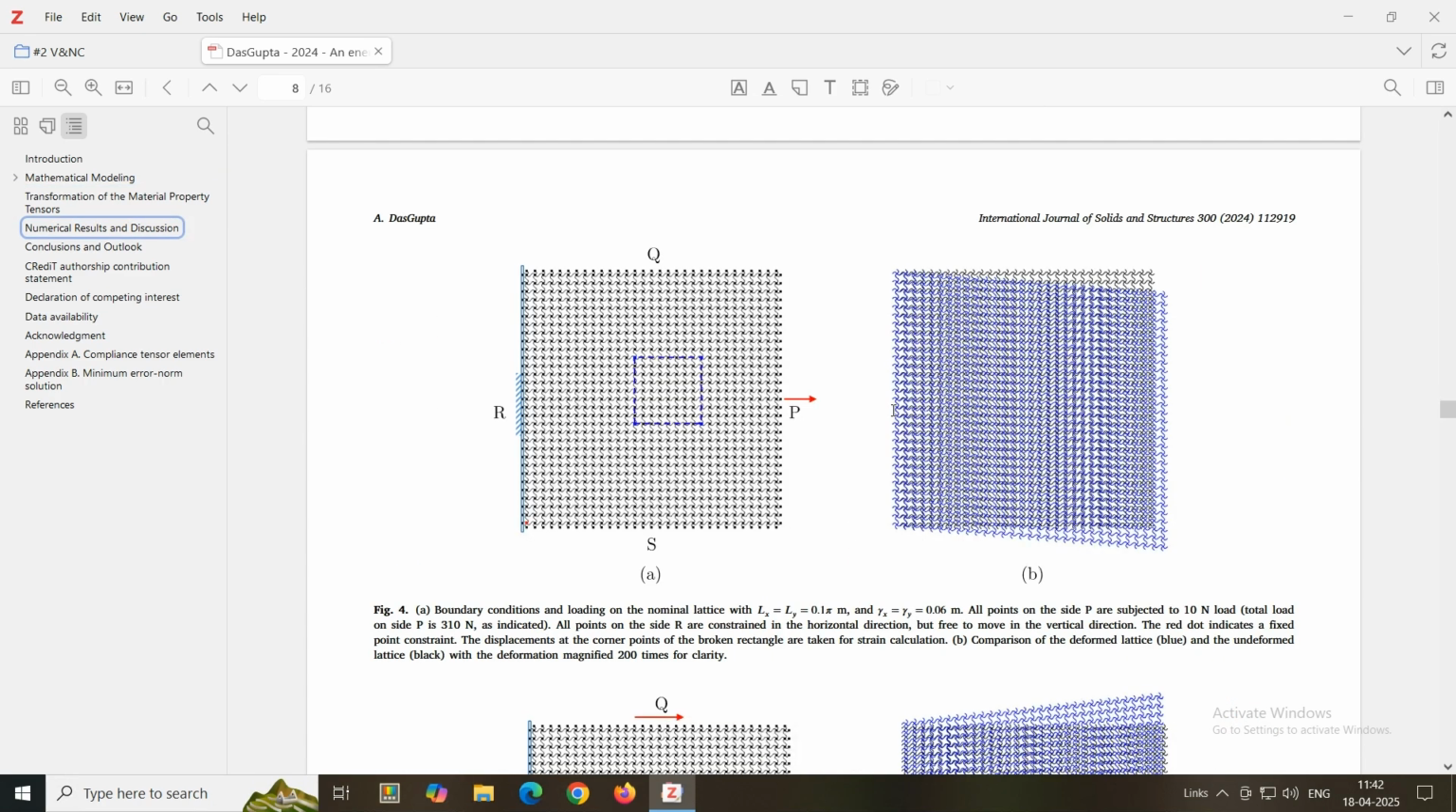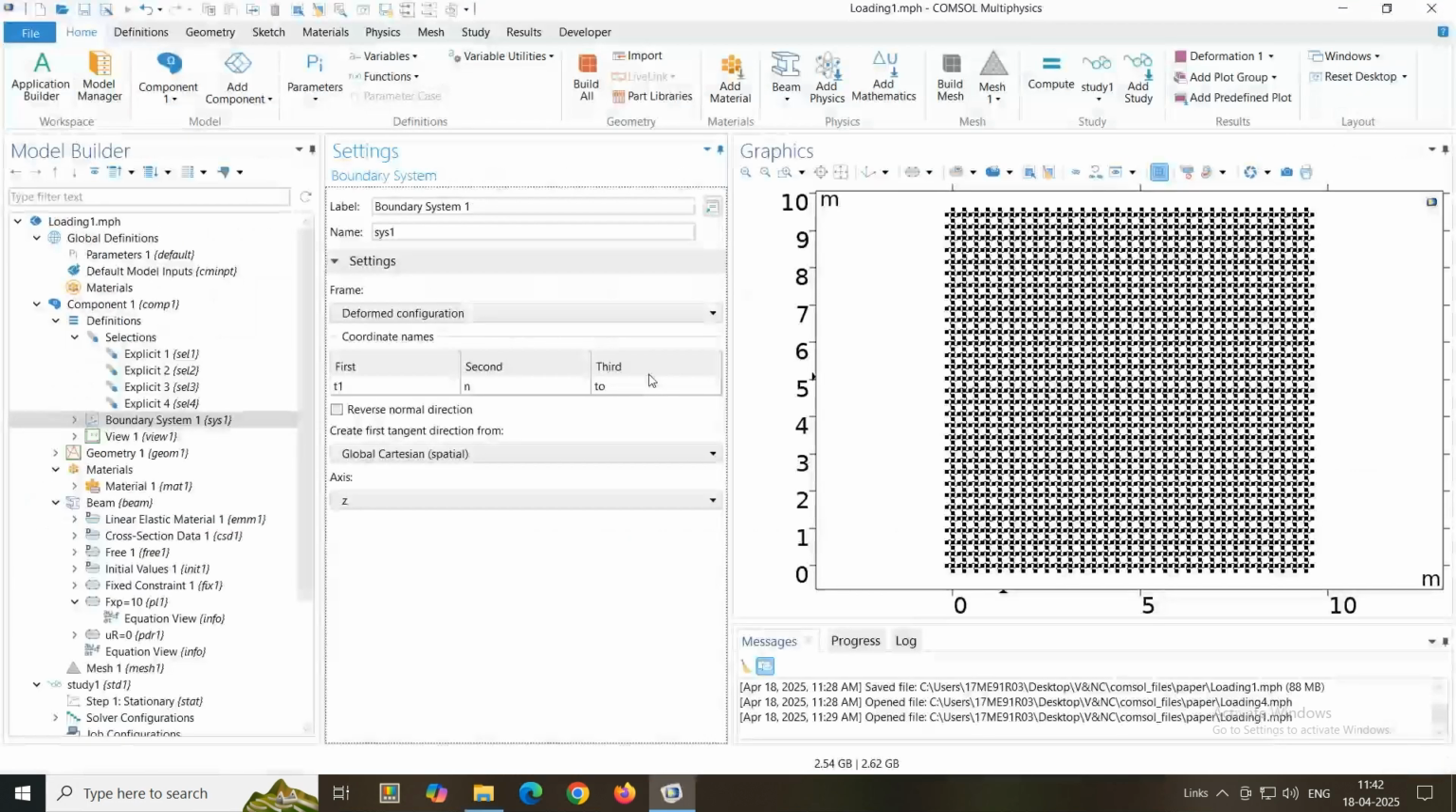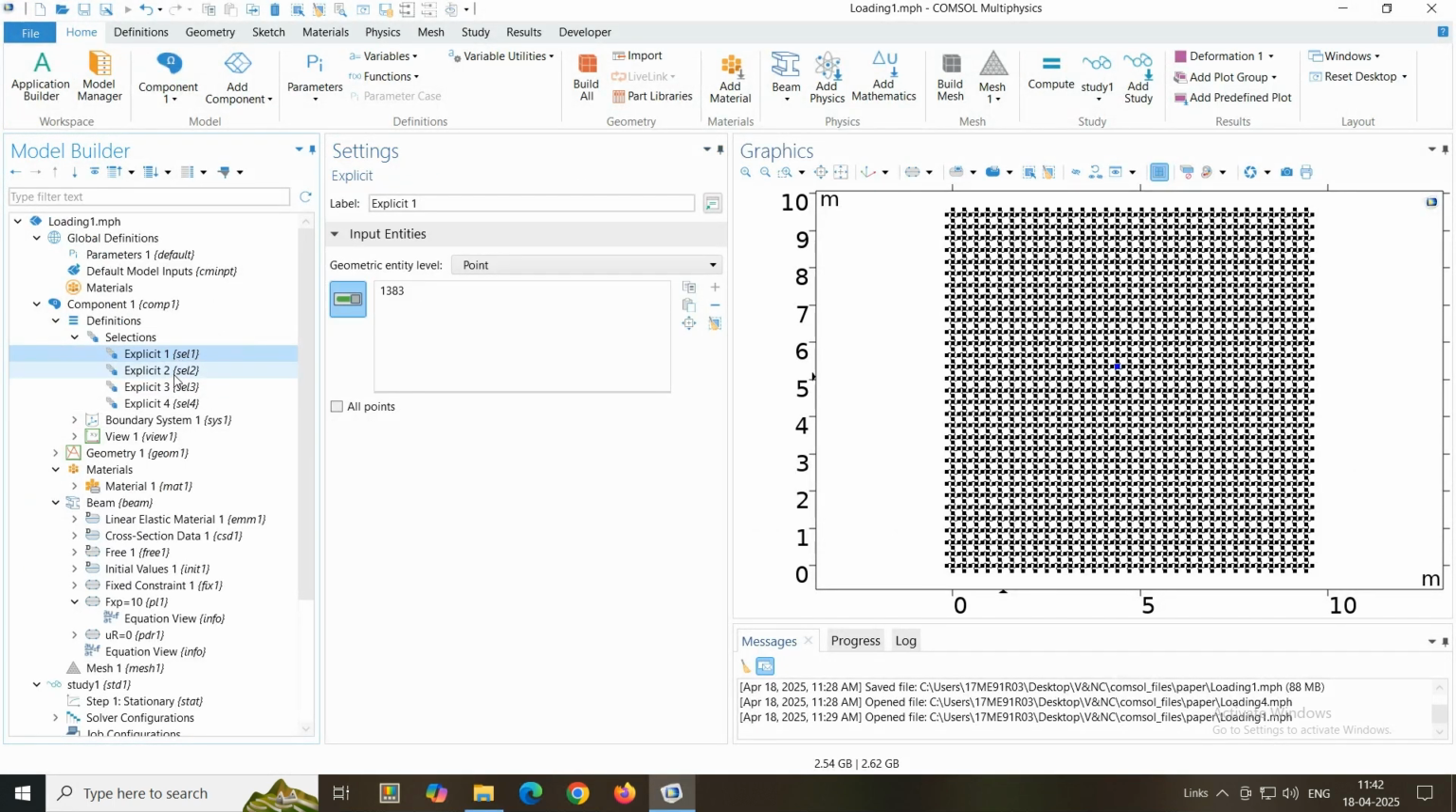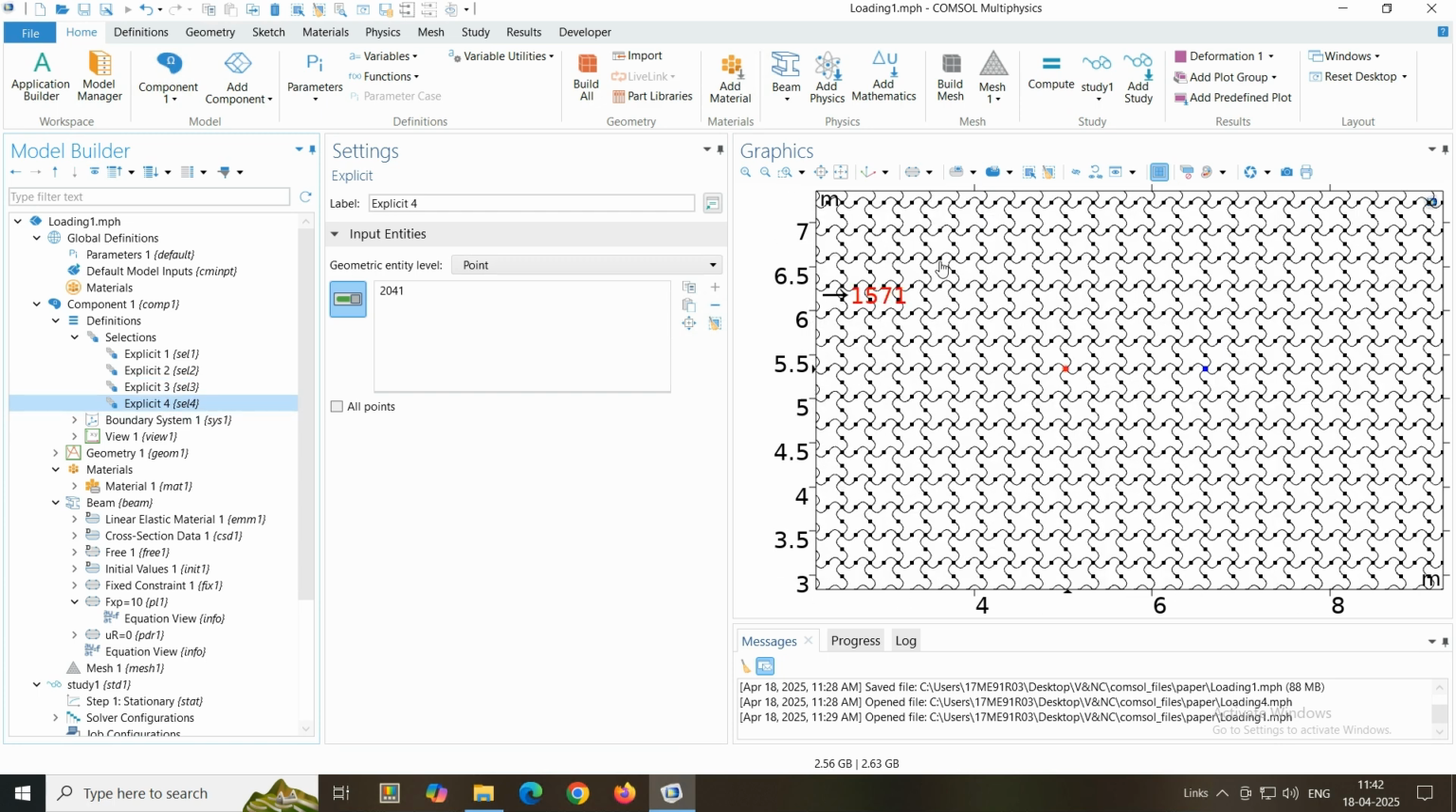After doing this for all the load cases individually, we need to find the strain in the lattice. For this, we need to consider four fiducial points on the lattice and obtain the displacements at those locations so that we can find the strain. For this particular thing, I'm using MATLAB. First of all, these are the four points shown by this blue dot.